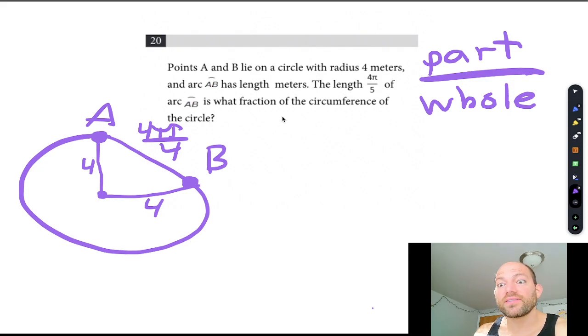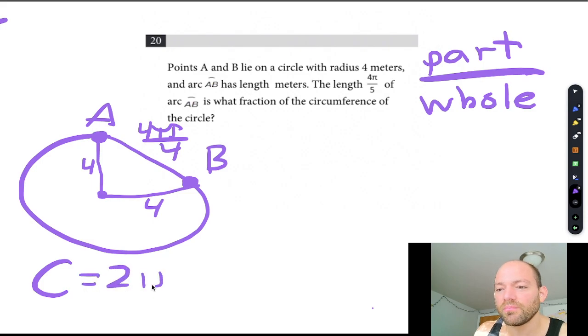So they mention the circumference of the circle, right? So let's find that circumference. You want to check your formula page. Make sure you're not messing up how the circumference works. Circumference equals 2 pi r. Our radius is 4. So that's 8 pi.